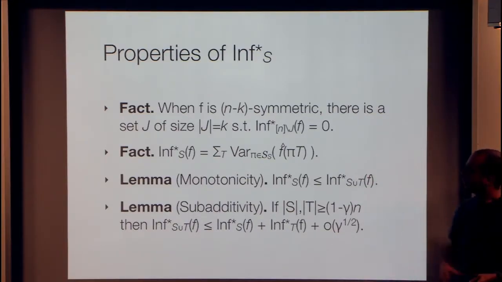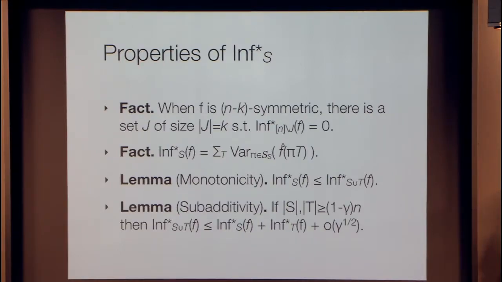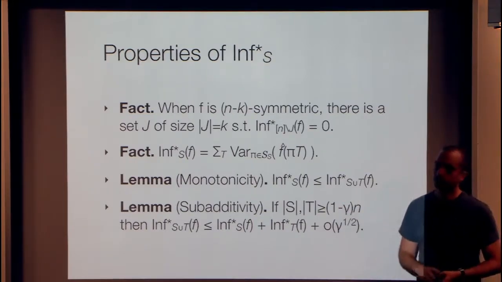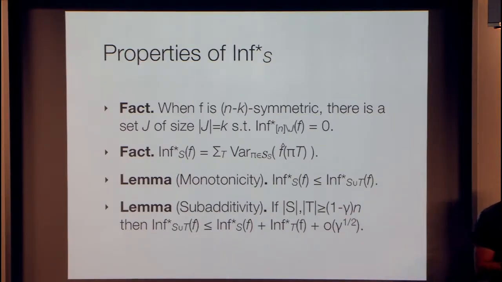We have, again, this Fourier representation of the symmetric influence. And we have these two facts that mirror the same facts that we have with the standard notion of influence. The first one is that the symmetric influence is monotone. If you add to the number of coordinates that you consider in your set, you can only increase the symmetric influence. It doesn't go down.